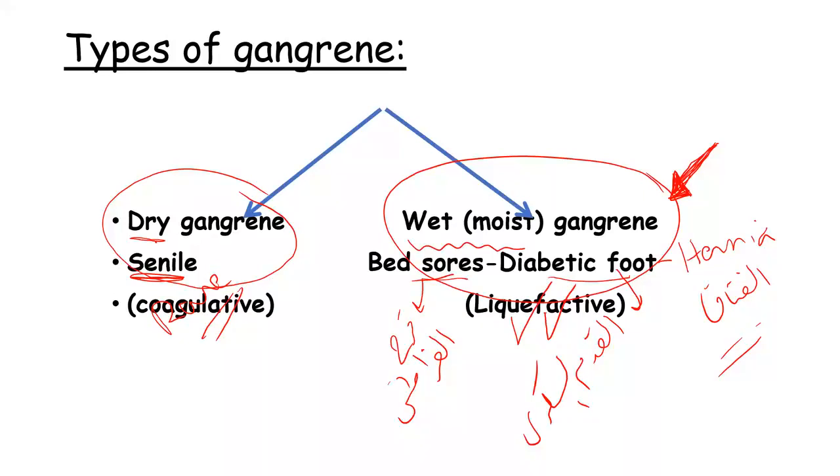The dry gangrene, which is rare, occurring in senile persons, is usually coagulative with very minimal bacteria because it is too dry for bacteria to grow. Moist gangrene is liquefactive because we are going to have a lot of fluids, a lot of bacteria, and a lot of liquefaction of the necrotic tissue. And so in moist gangrene it is mostly liquefactive necrosis. In dry gangrene it stops at the coagulative necrosis.